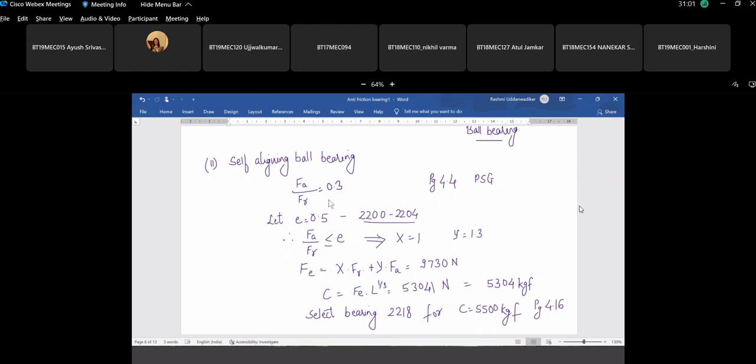So if it is 2218, then we should have selected the value of E as what? Refer to the page number 4.4 again. Self-aligning ball bearing. The first row is for 2200 to 2204. Next row is for 2205 to 2207. Next row is for 2208 to 2209. So for the bearing 2218, which lies between 2214 and 2220, what is the value of E? 0.26.